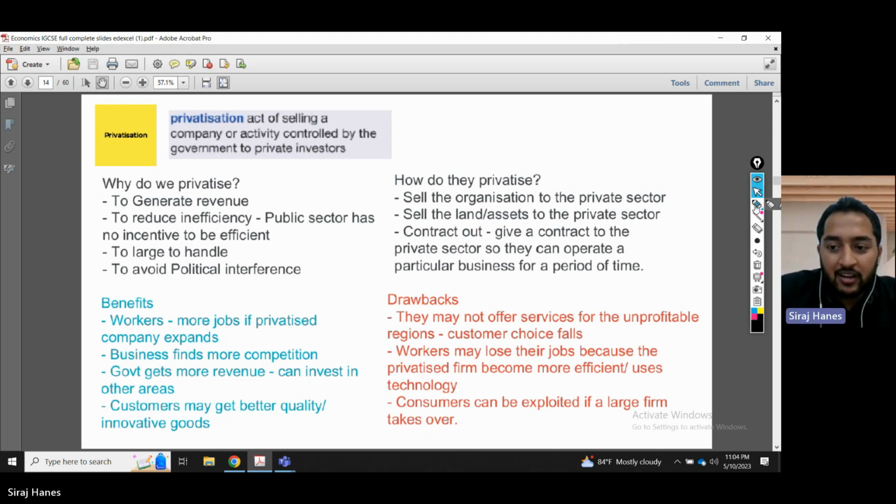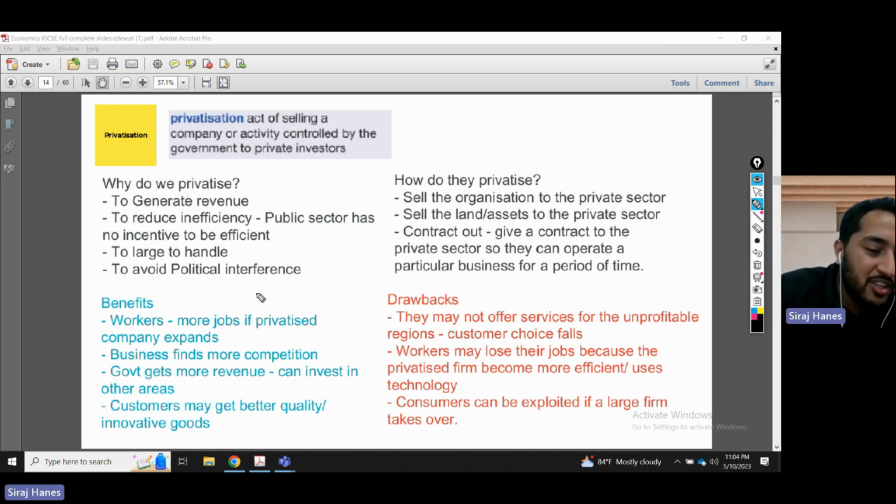Sometimes the government controls all the whole country's resources and the company, so it's too large to handle. So they sell part of it off to the private sector. Maybe the train service. Maybe I'll give you from this sector to that sector, private sector, you can run this.